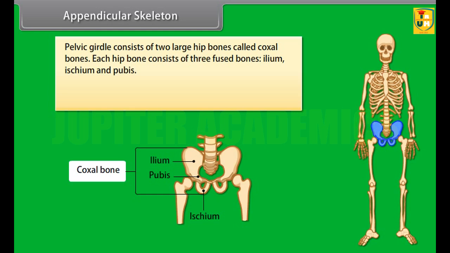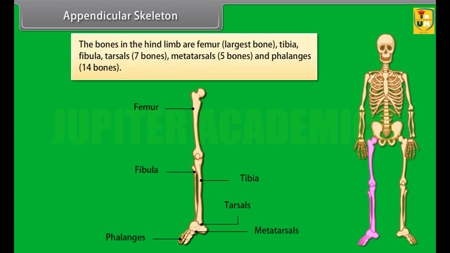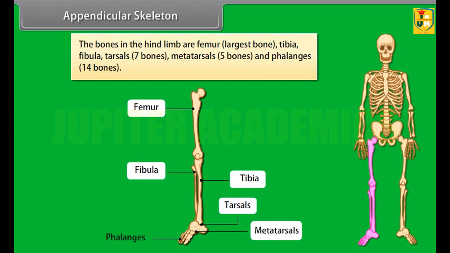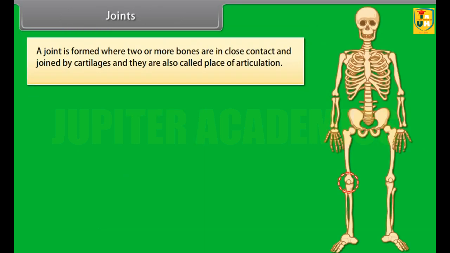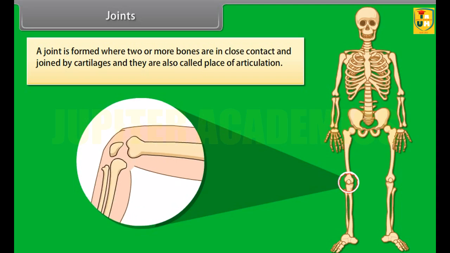Pelvic girdle consists of 2 large hip bones called coxal bones. Each hip bone consists of 3 fused bones, ilium, ischium, and pubis. The ilium is the largest of the 3 and forms the upper part of the hip bone. The bones in the hind limb are femur, the largest bone, tibia, fibula, tarsals, 7 bones, metatarsals, 5 bones, and phalanges, 14 bones. Joints. A joint is formed where 2 or more bones are in close contact and joined by cartilages, and they are also called place of articulation.